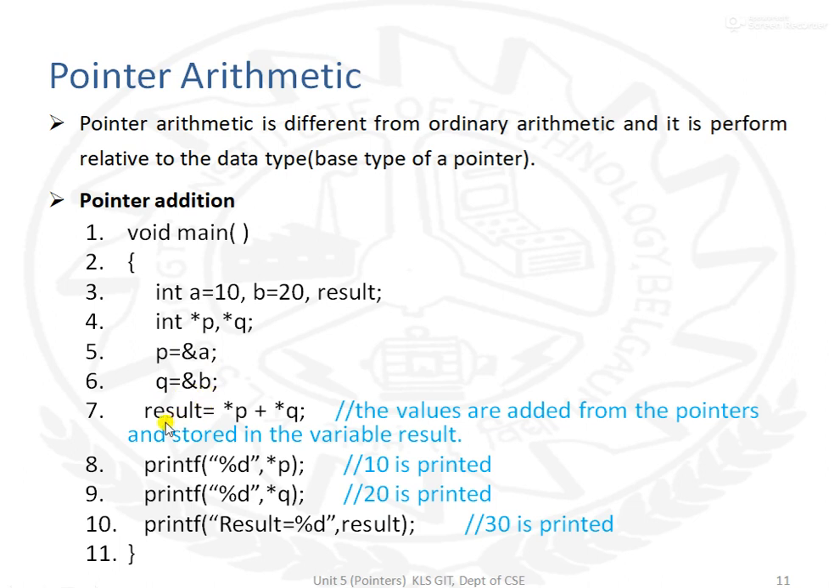Further, I say that result is equal to *p plus *q. So this does an addition of the value held by variable a and the value held by variable b. Here 10 and 20 are being added, since *p is pointing to variable a and *q is pointing to variable b. So 10 and 20 are added. Here you can see the first printf statement will print 10, this printf statement will print 20, and the result is also printed as 30.